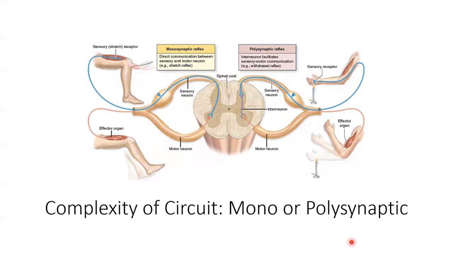Lastly, we have the complexity of the circuit. So a reflex can either be monosynaptic or it can be polysynaptic. Mono means one, poly means many. In a monosynaptic reflex, which is this one here, there are only two neurons, one, two, and one synapse, going directly from a sensory neuron to a motor neuron. In a polysynaptic reflex, there is more than one synapse. So here we have our sensory neuron, we have a synapse, we have an interneuron, we have another synapse, and we have our motor neuron.